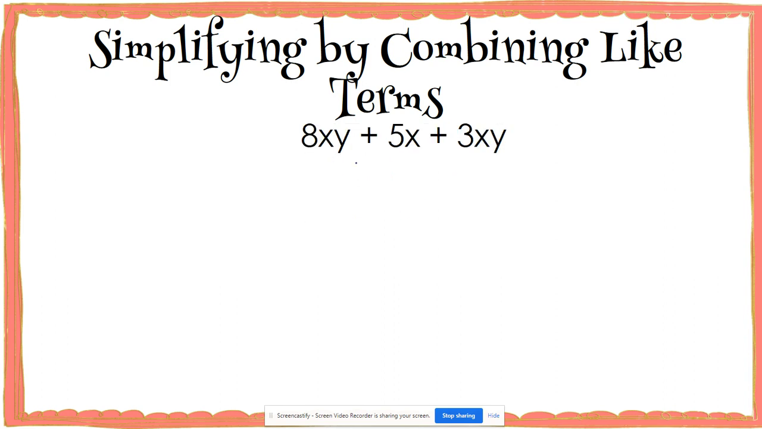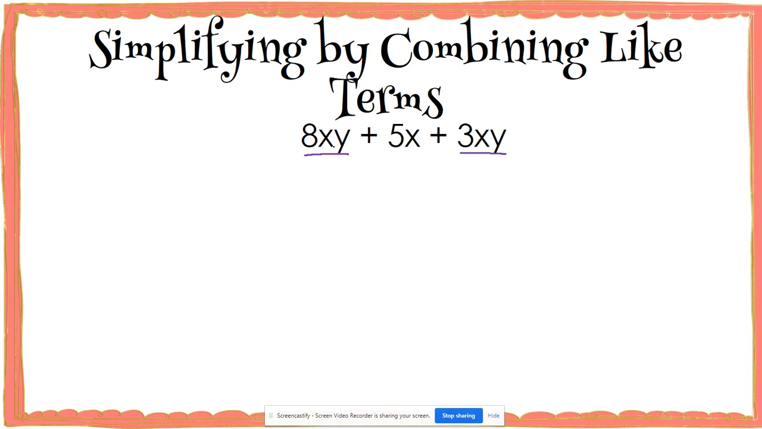Next, I have 8xy plus 5x plus 3xy. Remember, I can only combine things that are like terms. So if I start with my first term, I have 8xy. So if I'm going to be able to combine something, I have to be able to combine something that has both an x and a y. So 5x has an x, but it does not have a y, which means it is not a like term with 8xy. And then 3xy has both the x and y, so these are like terms.